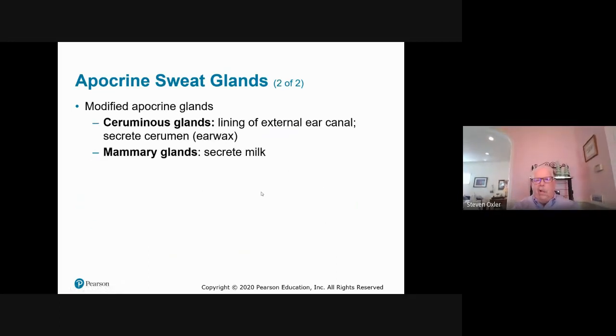We also have other apocrine sweat glands. You have sweat glands in your ears, which produce earwax. Earwax is known as cerumen. So the glands that produce earwax are called ceruminous glands. Okay? A modified apocrine sweat gland in females are the breast or mammary glands. And the mammary glands secrete milk. So the breast and ear glands are apocrine glands that secrete thick secretions. Remember that.